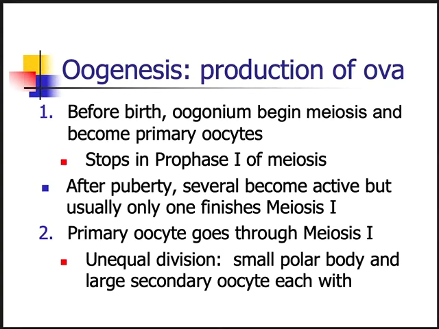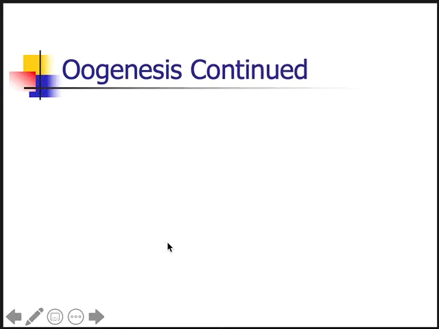When you're the primary oocyte, you still have your sister chromatids, okay?